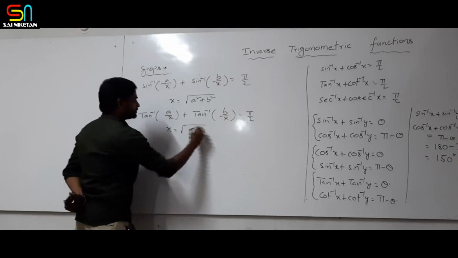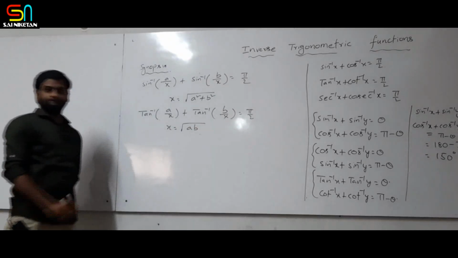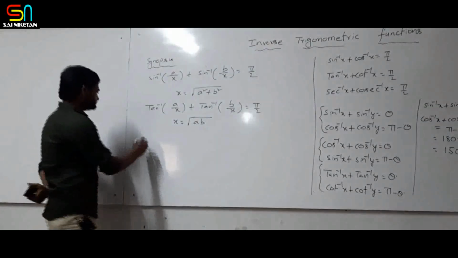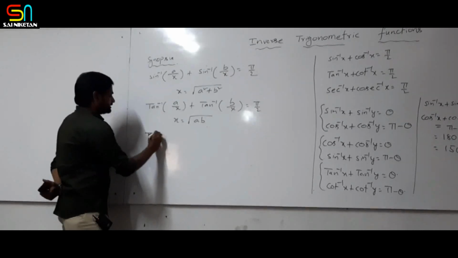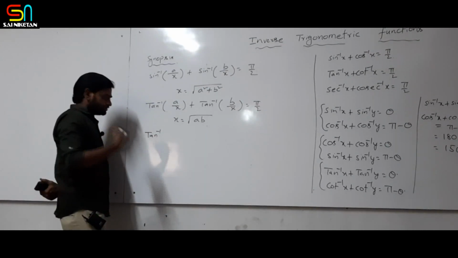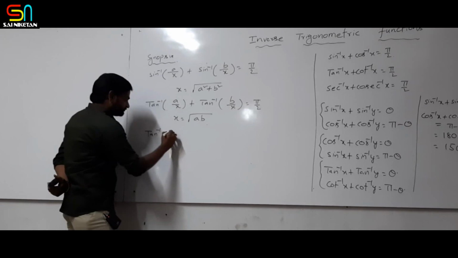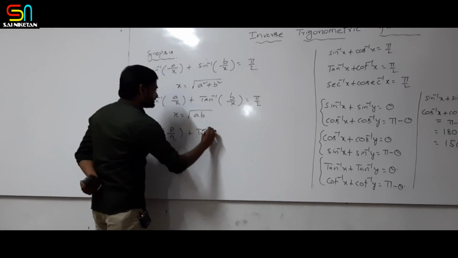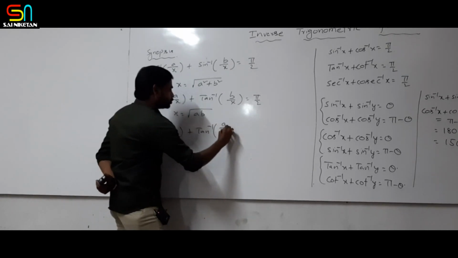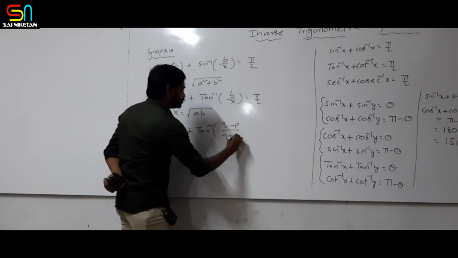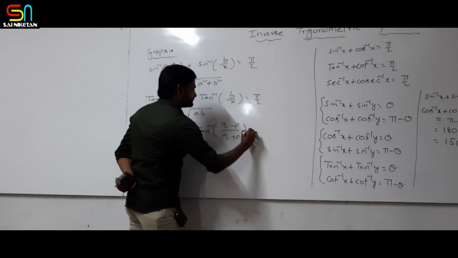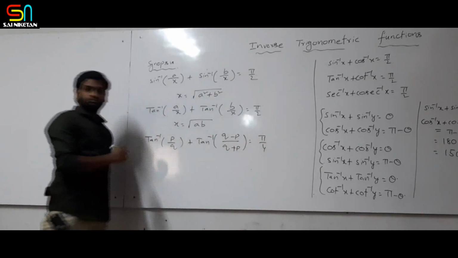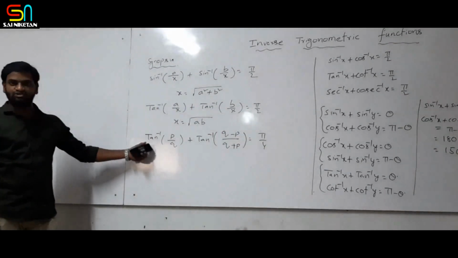X equal to root of ab. These are the shortcut formulas. And one more thing. Suppose any problem is in the form of tan inverse of p by q plus tan inverse of (q minus p) by (q plus p). This value is directly pi by 4. How to apply this formula as a shortcut formula?